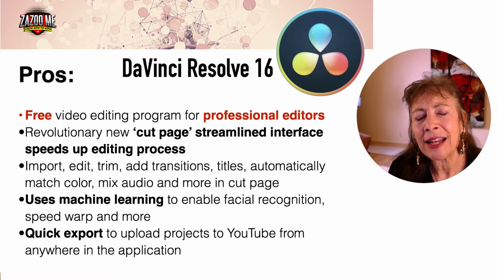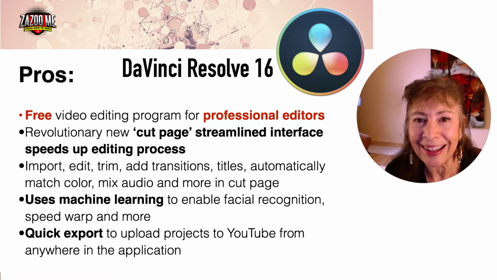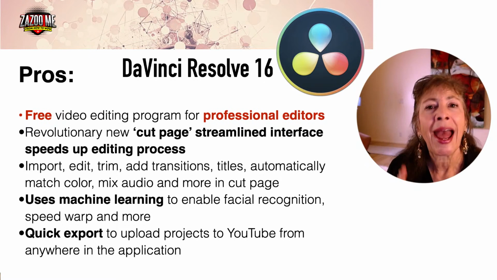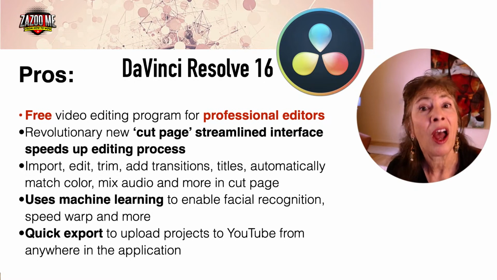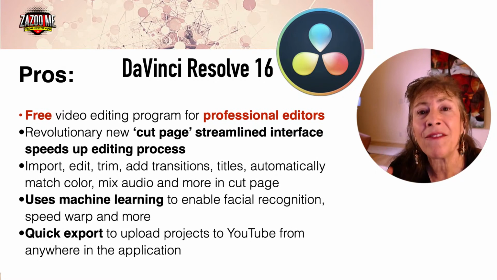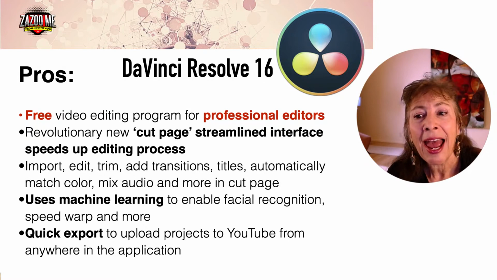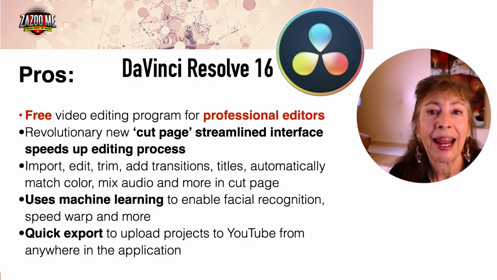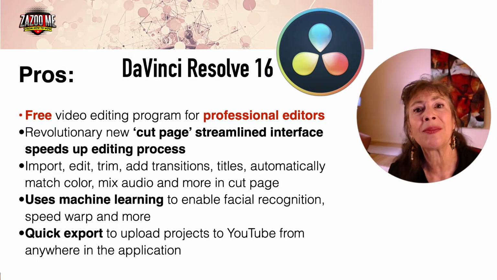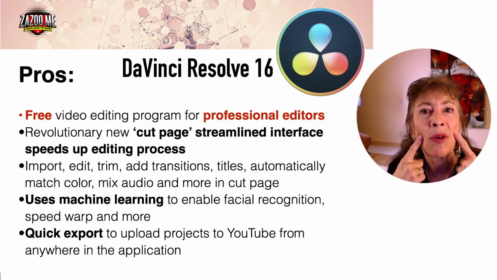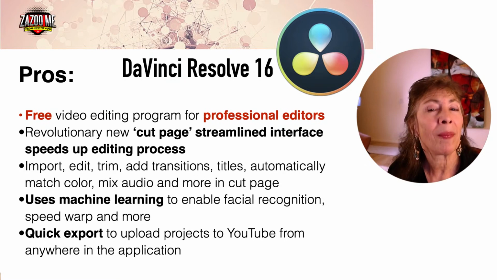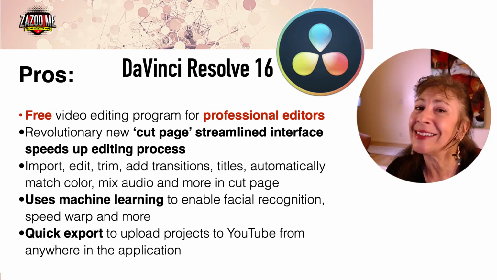And what they've done is they've tried to make it so that you can quickly go from A to Z with a video and get it posted very fast. And they're doing this because so many of their customers now use it for television and commercials. So it really has become a feature-rich, very commercial, standardized, professional editing program. You can do literally almost anything on it. And the other cool thing it does is it uses machine learning, so AI, artificial intelligence, to enable facial recognition, speed warp, and things like this. And that also is kind of a game changer.